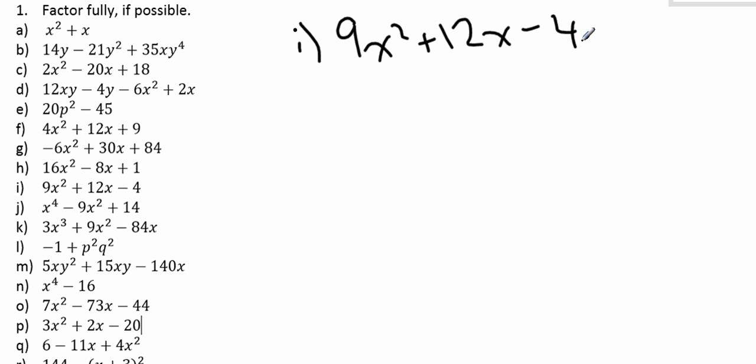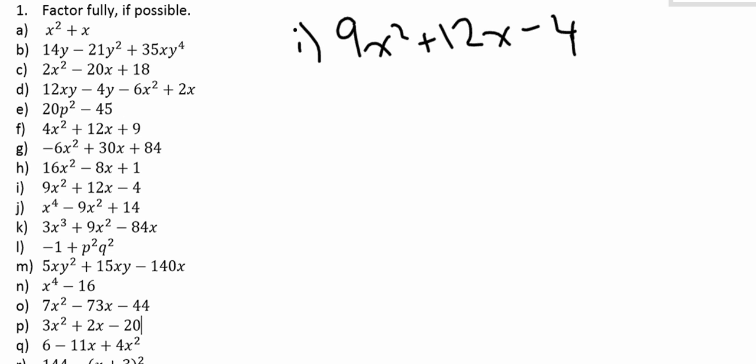So can I common factor? No. But maybe again, do I have a perfect square trinomial? 3x and 2. You know what? I don't have a perfect square trinomial for sure, because if it was a perfect square, I'd have to have a positive sign here because negative 4 is not a perfect square. Positive 4 is.